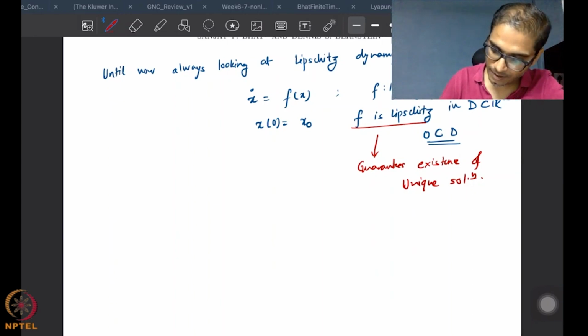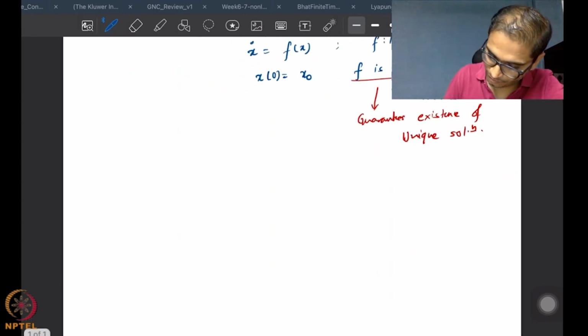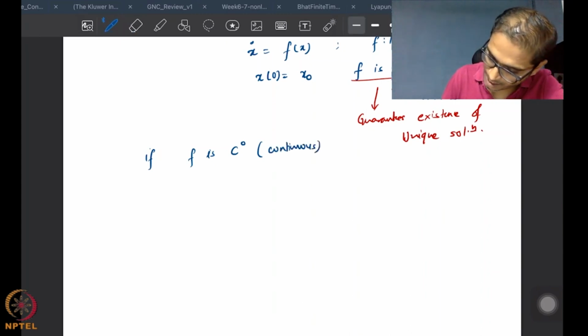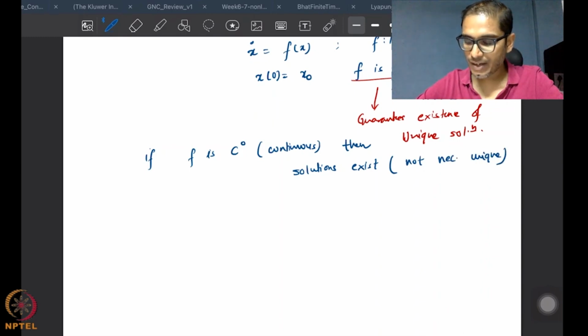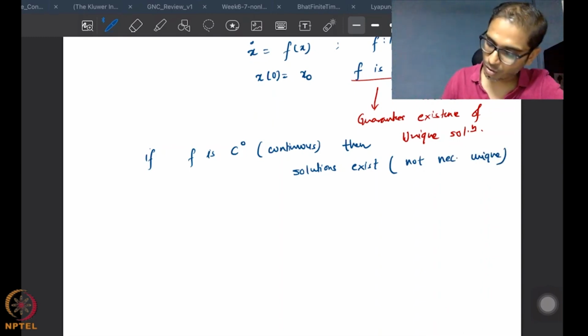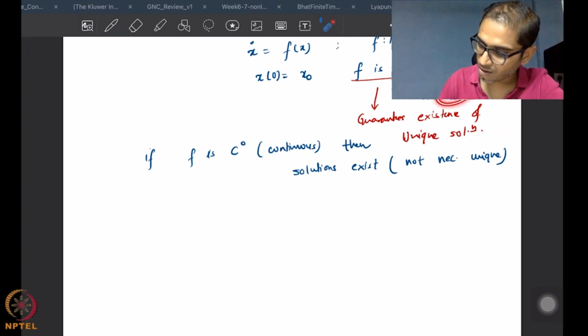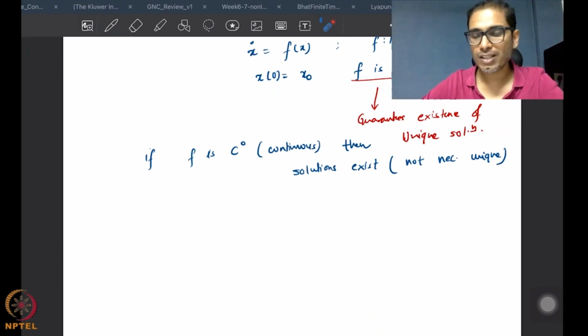On the other hand, it is well known that if f is C0, which is continuous, then solutions exist and they are not necessarily unique. Obviously, whenever I'm saying something is continuous or Lipschitz, I'm always talking about a domain D. Typically you can't say that the function is, because these are nonlinear functions, they may not be very nicely behaved everywhere.